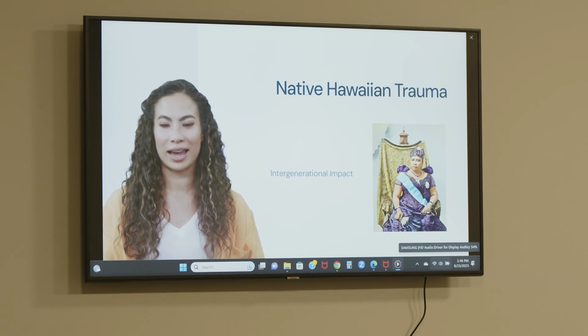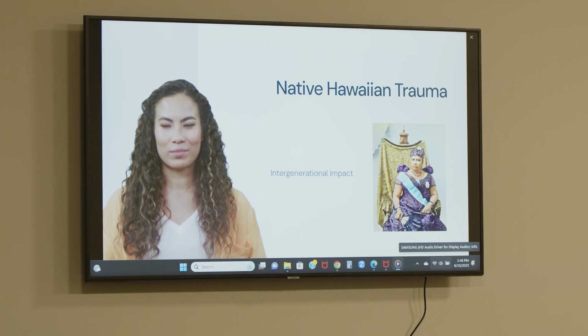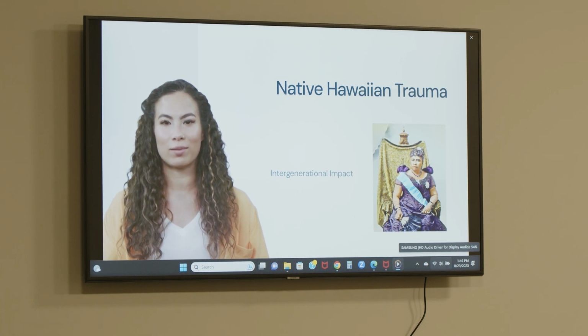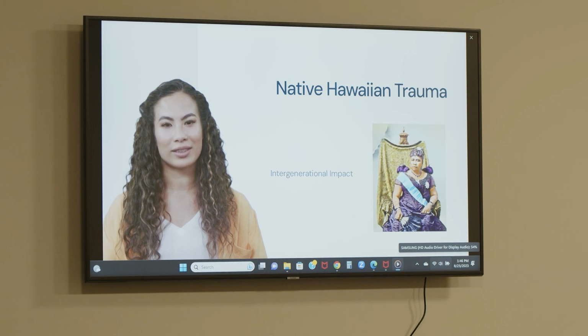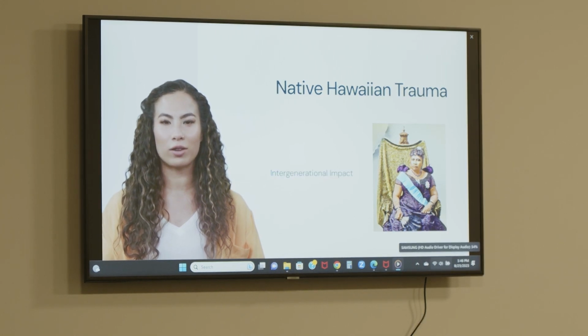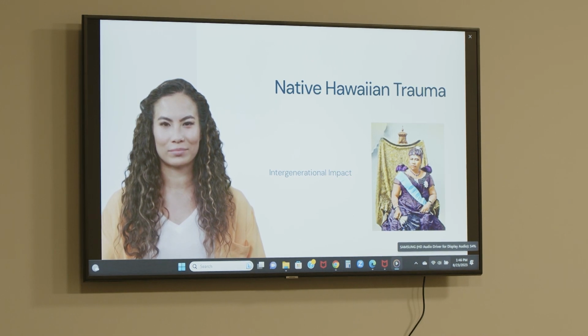Before Western contact, Native Hawaiians had a complex land stewardship system that connected them deeply to the Aina, land. After contact, and especially after the Great Mahele land division in 1848, vast tracts of land were taken from Native control, leading to profound disconnections from ancestral lands.